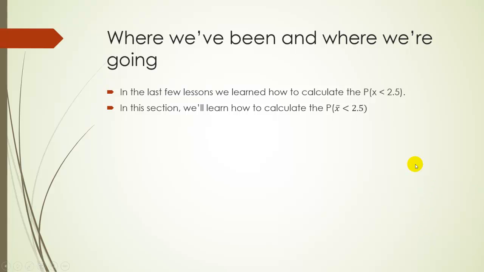So notice the difference here is that here I have just x, and here I have x bar, the sample mean. Well, in order to actually understand what's going on with the sample mean, we need to know what the distribution of sample means looks like, and that's what we're going to be doing.